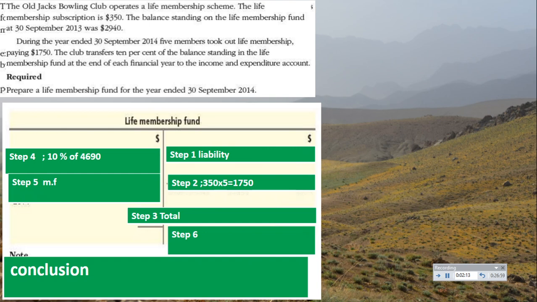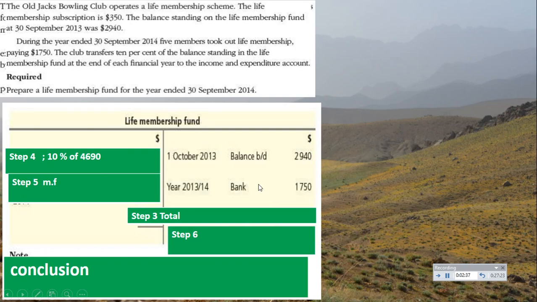So this is very simple. This is your life membership fund. So first thing, we had opening balance. So you're going to put the opening balance on the credit side. That's your step 1. You can see 2940. Then we have received, we are the accountant of the club, remember that. We have received life membership fees from 5 members. So 5 into 350 is 1750, second step, bank on debit. We have received it. Then the question is saying to transfer 10% of the balance standing in the life membership fund. So if you add this to total, you come to 4690 both sides.